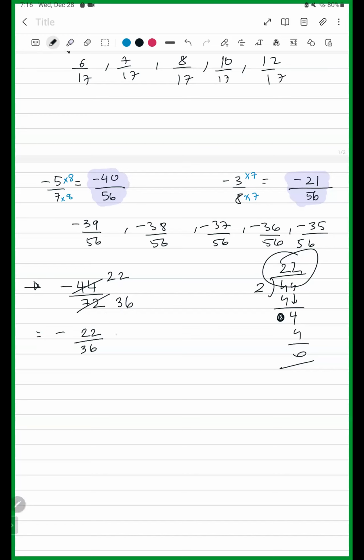We will cancel 22 by 11 and then 36 by 16. See, you won't cancel it by 11. You will cancel it by that number which is common for both of them. Which number is common for both of them? 2. Yes? So you will cancel both of them by 2, or in other words, you will divide both of them by 2. Divide the numerator and denominator by 2.